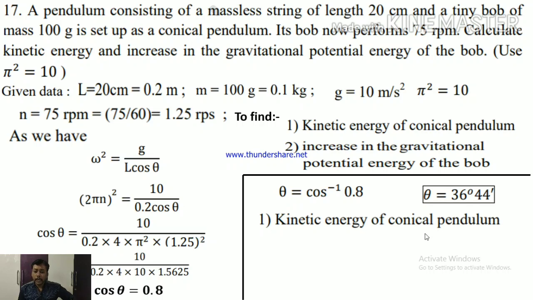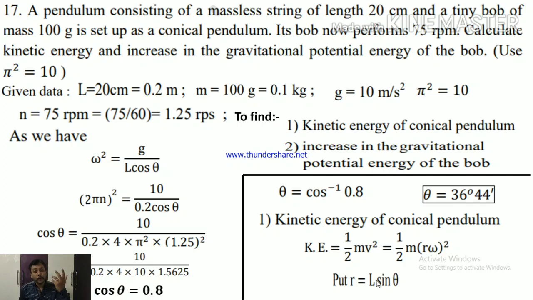Now first, we have to find the kinetic energy of the conical pendulum. Kinetic energy is equal to 1 upon 2 mv square, that is equal to 1 upon 2, put v as r omega, because in conical pendulum the bob performs circular motion in a horizontal circular path. So in case of circular motion, v is equal to r omega, and that is square. Put here r is equal to L sin theta, in case of conical pendulum.